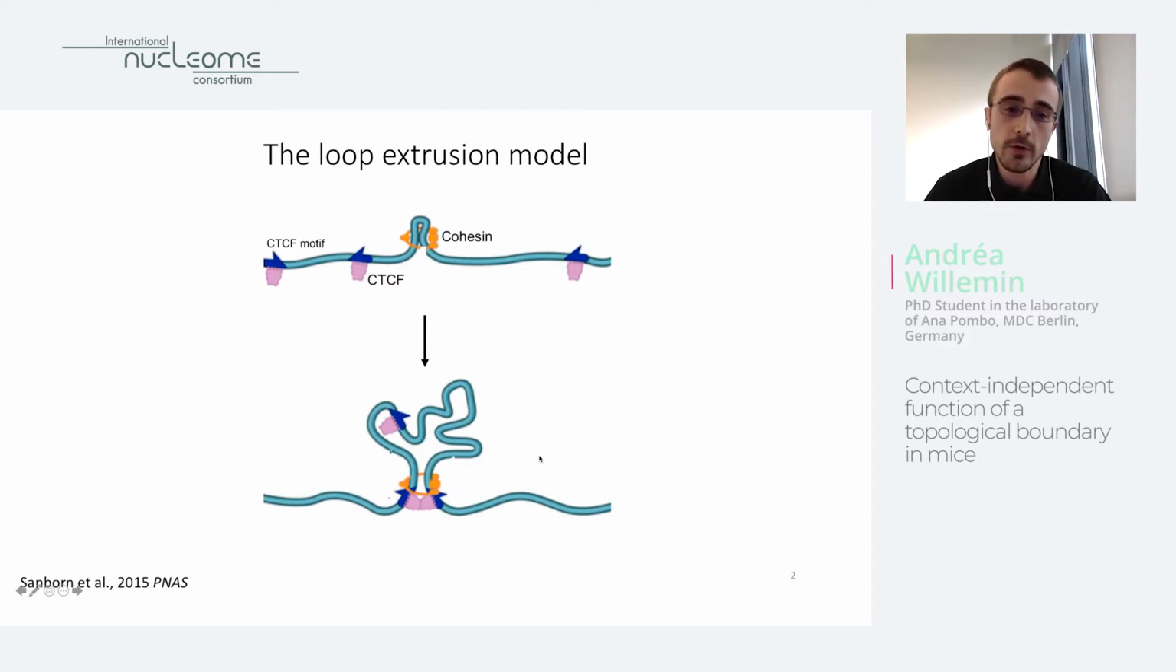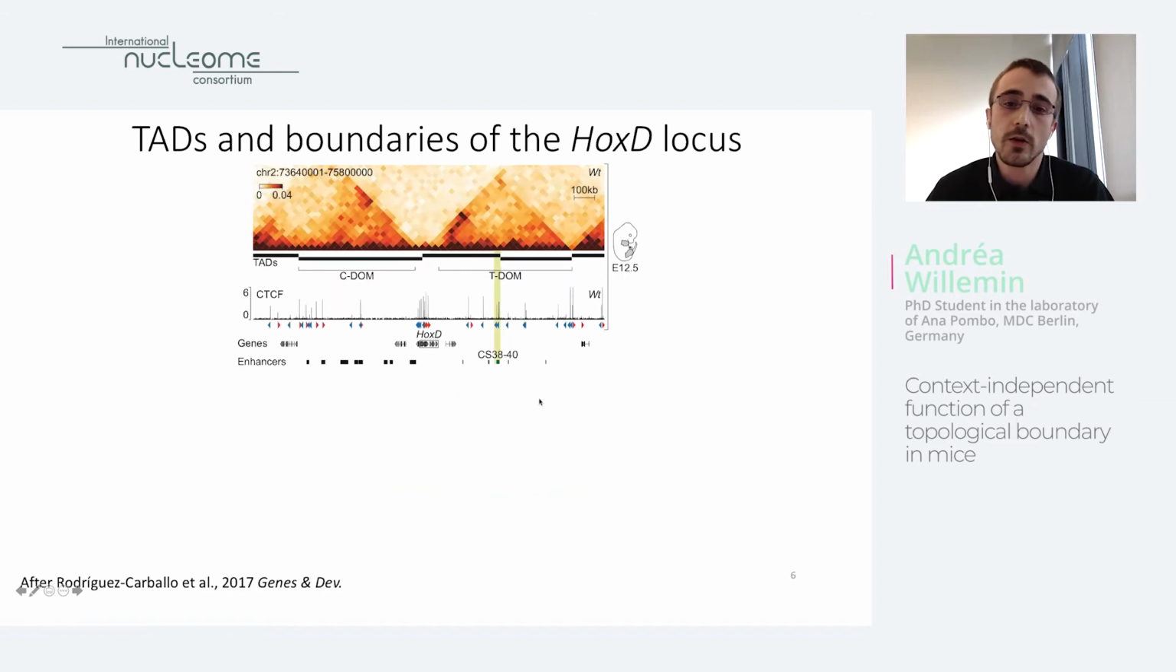And while this holds true genome-wide, in Denis' lab we are particularly interested in the TADs and boundaries of the HoxD gene loci. So Hox genes are found within clusters at 4 different loci, from HoxA to HoxD, in both human and mouse. And this brings me to our model system, the HoxD locus, which is depicted here.